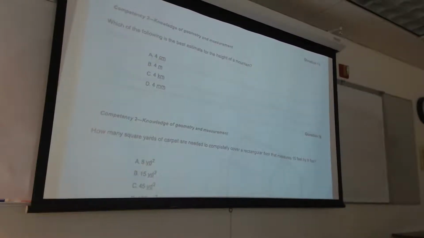Which of the following is the best estimate of the height of a mountain? C, kilometers. So you're not going to say the mountain, again, if you're an ant, maybe. But it's not millimeters, meters, or centimeters, so.